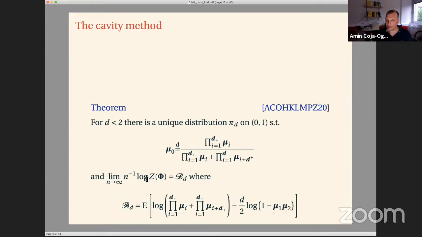And after that, I'm going to show you an application of belief propagation and this cavity method technology to a statistical inference problem, namely to the group testing problem of finding a small number of infected individuals in a large population. So thanks for today.